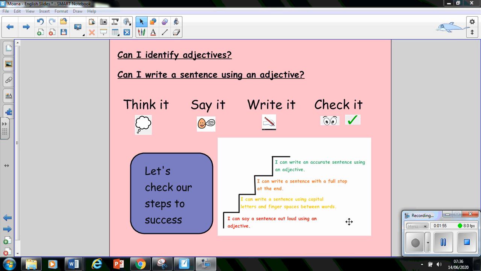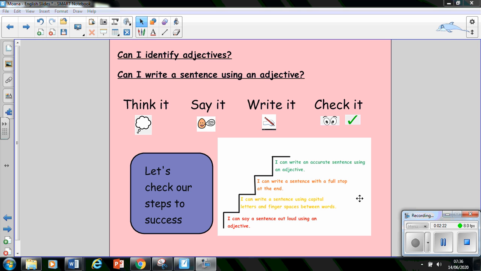Okay, so you've got to remember those capital letters at the start, but do we just use capital letters only at the beginning of a sentence? What else do we need to use capital letters for? That's right, you use capital letters when you are writing the name of a person or a place or the name of even an animal, for example. So just bear that in mind when you're writing sentences about the characters in the story of Moana.